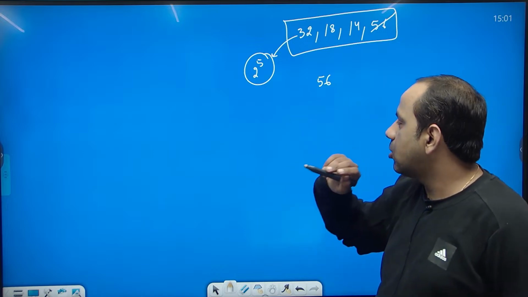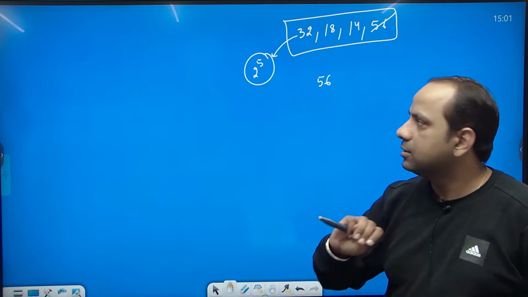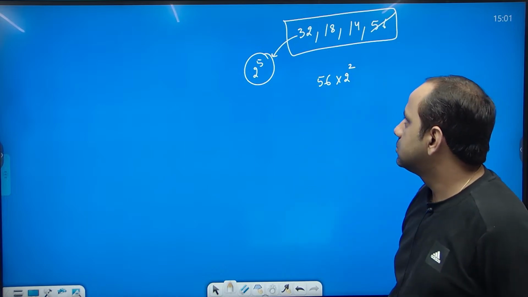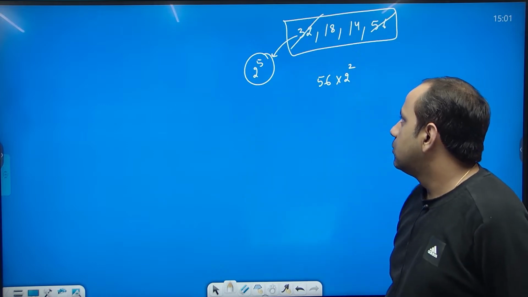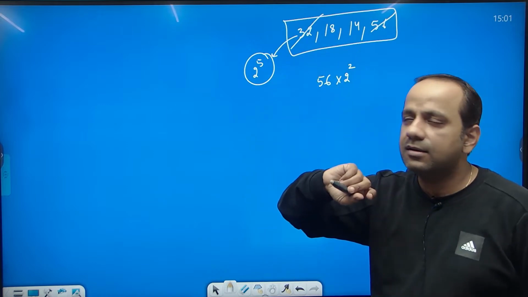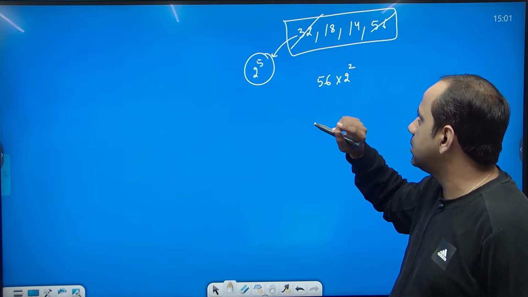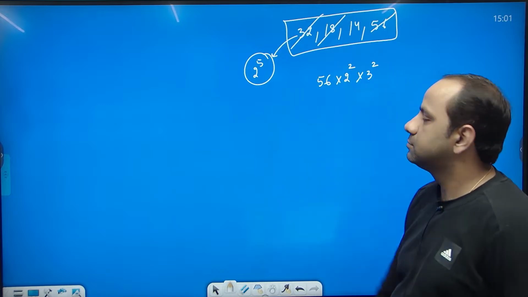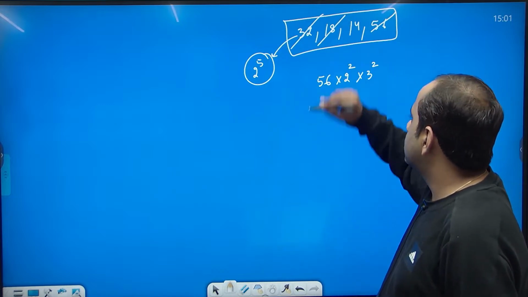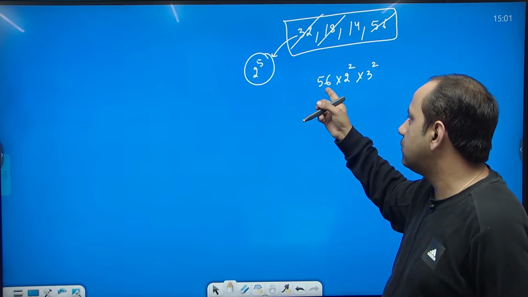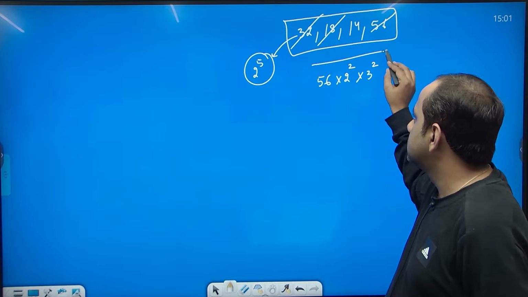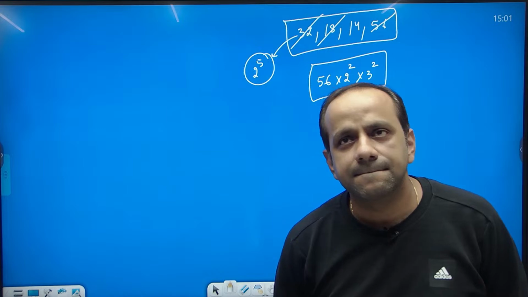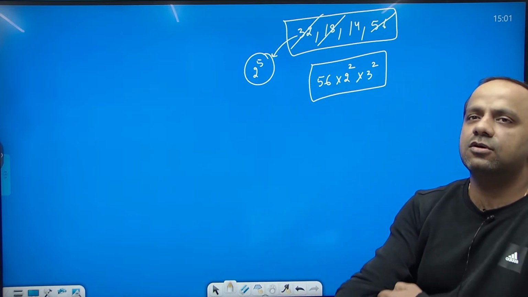And in 56, how many 2 are there? 3. So how many additional 2s do we need? Now you can cancel out this also. For 18, we require one 2 and 2 times 3; 2s are already plenty, and 3 has not come yet. For 14, we need 7, that is included in 56. 2 is also included here. So this is the LCM. Now any doubt in this? Any doubt in this, online students?